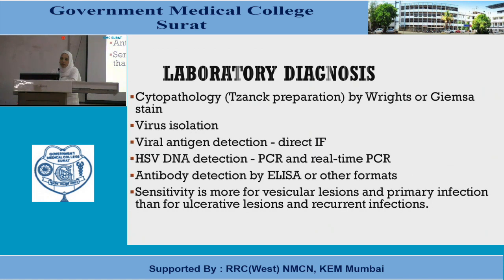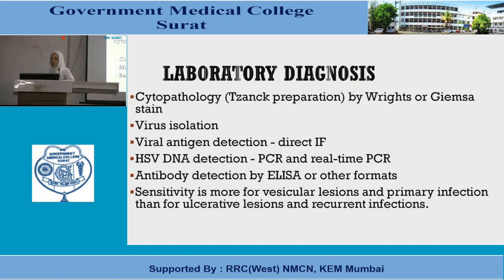We have BioFire, we have multiplex PCRs, we have panel PCRs of encephalitis or meningitis, where you can detect it, especially in corporate and good setup laboratories. This is routinely done. The other is antibody detection by ELISA and other formats, though its sensitivity is less. The sensitivity is more for vesicular lesions and primary infection than for ulcerative lesions and recurrent infection.